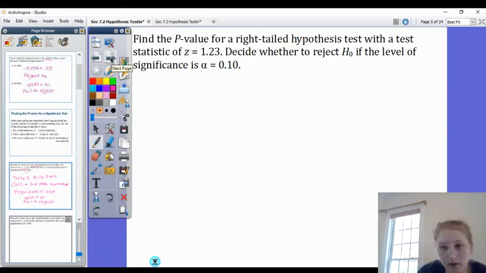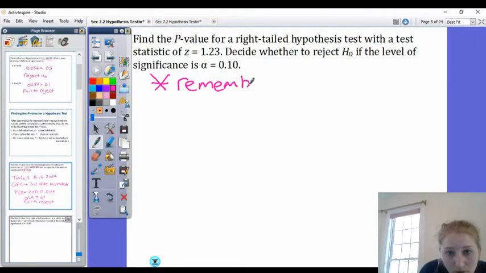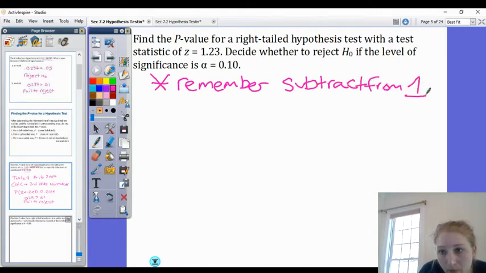All right, here's another example. This time we're doing our right tail test, and just like when we were doing the area to the right, we always had to subtract the left area from 1. So remember, subtract from 1.